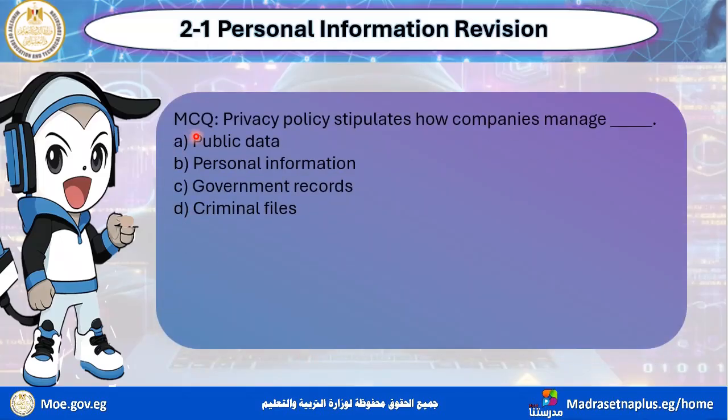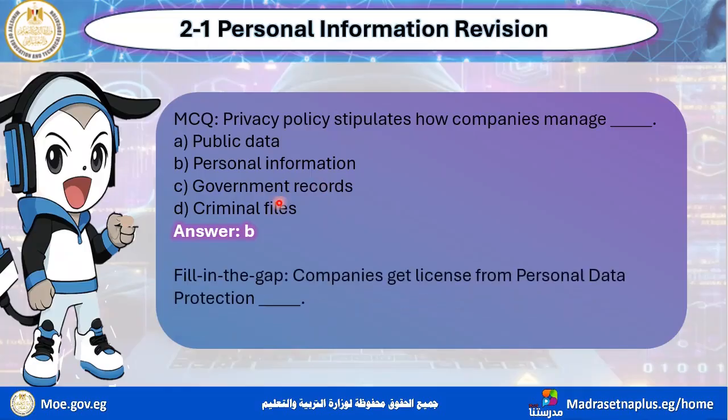Now we have an MCQ question. Privacy policy stipulates how companies manage public data, personal information, government records, or criminal files. Well, it manages, of course, personal information. Fill in the gap. Companies get a license from the Personal Data Protection Center. So it's Personal Data Protection Center.